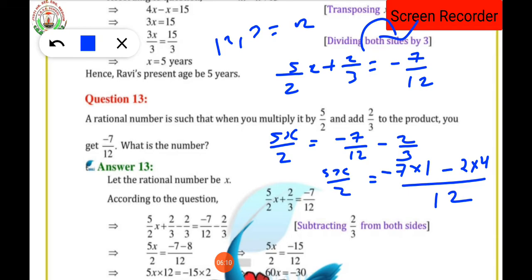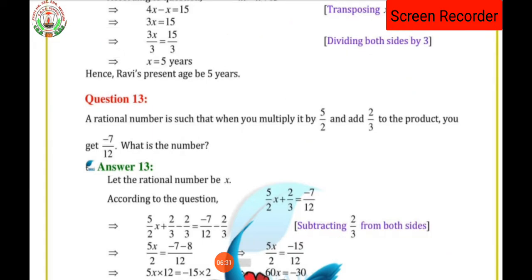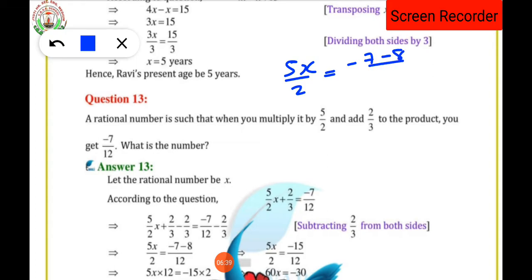Now multiply: 5x upon 2 is equals to minus 7 minus 2 into 4, which will be how much? 2 into 4 will be equals to 8 upon 12. Have you understood up to here? So this will be the equation which we will get. After getting this equation, that is 5x upon 2 is equals to minus 7 minus 8 upon 12 we got.